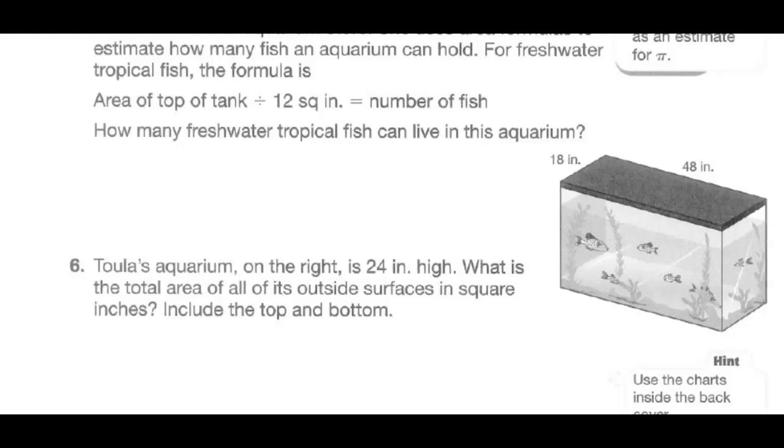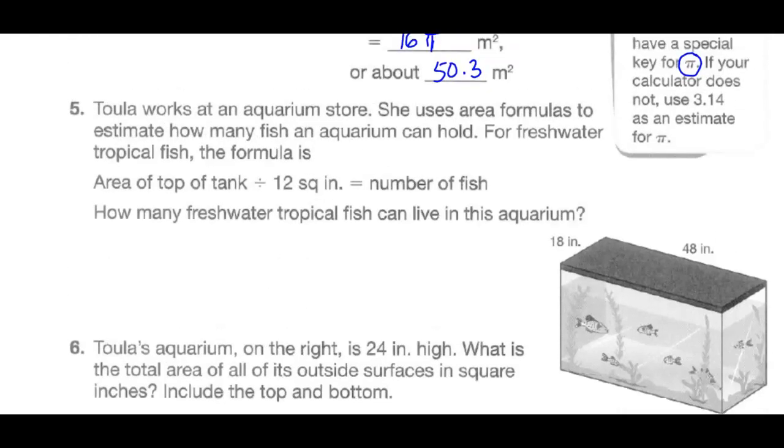All right, next question. Tula works at an aquarium store. She uses area formulas to estimate how many fish an aquarium can hold. For freshwater tropical fish, the formula is area of the top of the tank divided by 12 square inches equals number of fish. How many freshwater tropical fish can live in the aquarium? So we basically need to find the area of the top of the tank first. Well, that's a rectangle.